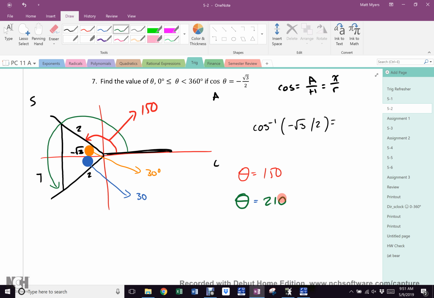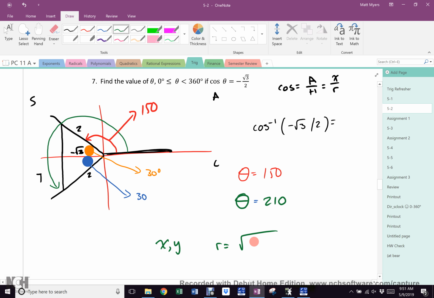X, Y, R. X comma Y, that gives me the X and the Y. R is the root of X squared plus Y squared. Once you have all three of them, sine is Y over R, cos is X over R, tan is Y over X. Yeah?